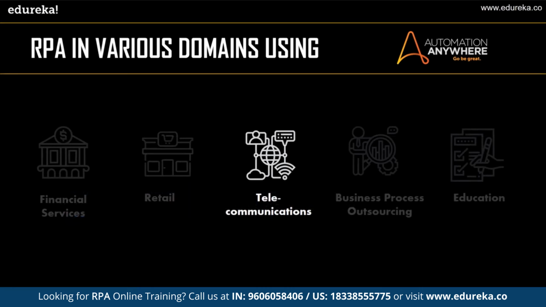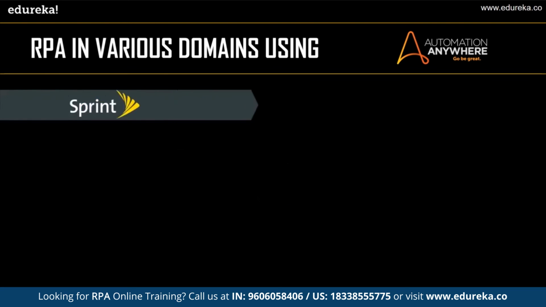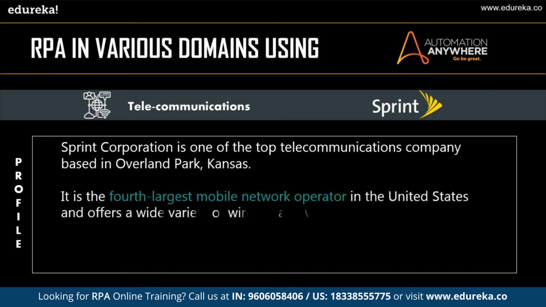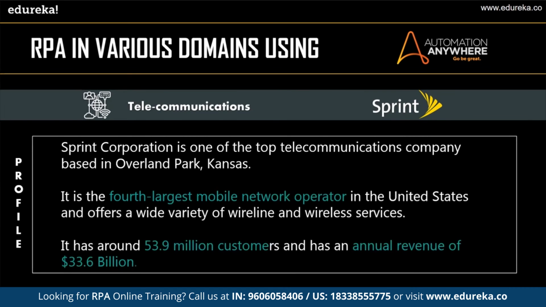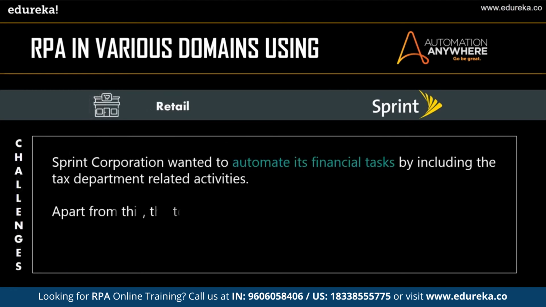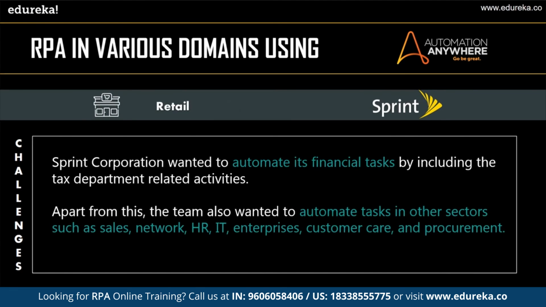Now let's move on with the next industry, that is RPA in telecommunications. To explain how RPA is used in telecommunications, I've considered the organization Sprint Corporation. Sprint Corporation is one of the top telecommunications companies based in Overland Park, Kansas, and is the fourth largest mobile network operator in the United States, offering a wide variety of wireline and wireless services. It has around 53.9 million customers and an annual revenue of $33.6 billion. Now, the challenge faced by Sprint Corporation was that it wanted to automate its financial tasks, including the tax department related activities.